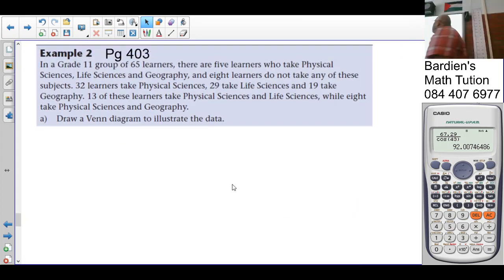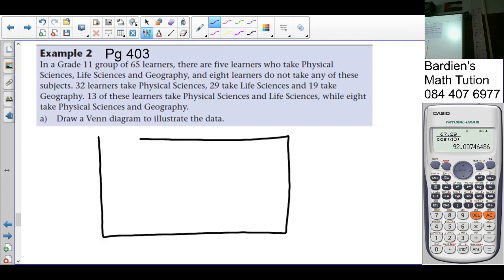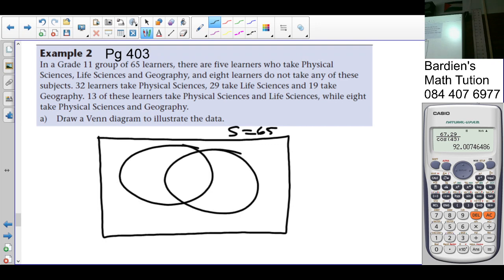Okay, so now we're looking at example 2 on page 403. We are told that in a grade 11 group of 65 learners. So where does the 65 go? This is the sample space. 65 learners. Definitely a 3 by 3. And the 3 subset story.